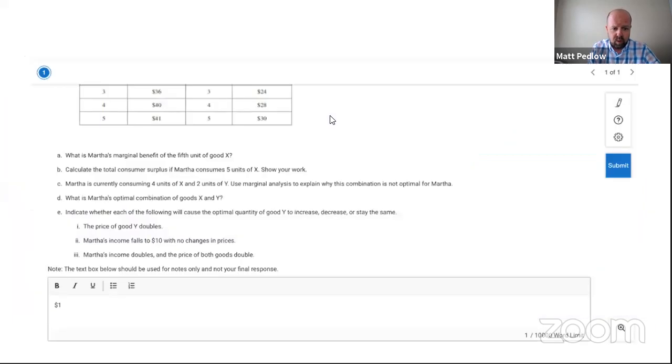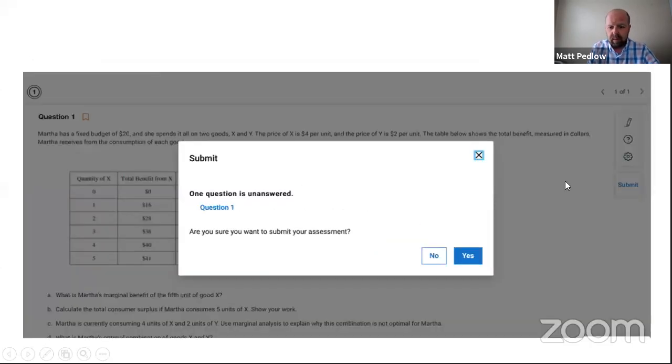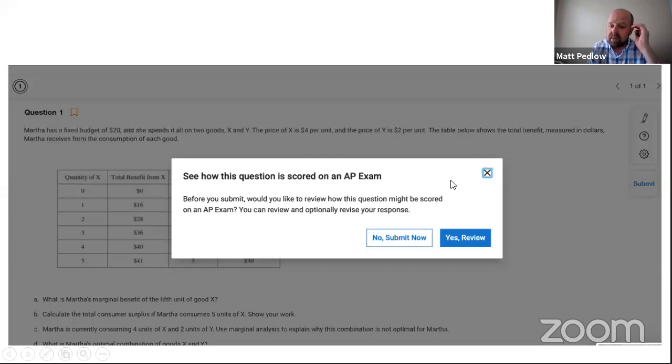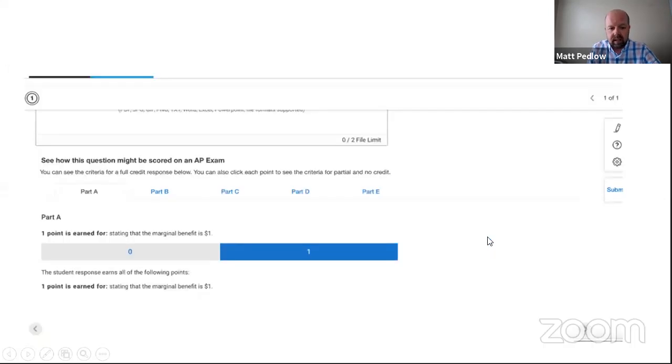So if you click on the first one, it comes up, the old Martha's marginal benefit, the 5th unit. So once again, you type your answer in right down here. You put a buck and then you hit submit. Then you click submit. When it comes up, you're going to click yes. And then when it comes up again, the big thing is you want to click this yes review. And when you do that, the rubric comes up here at the bottom. So it says $1 was correct. Part A, you would have gotten 1 point.